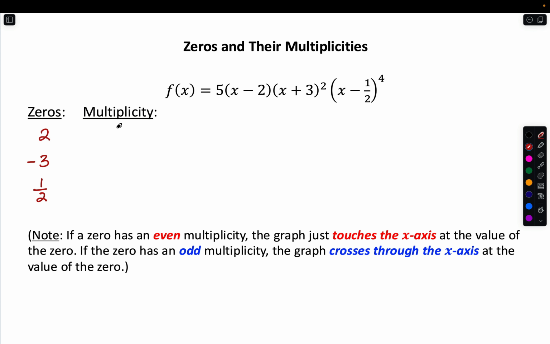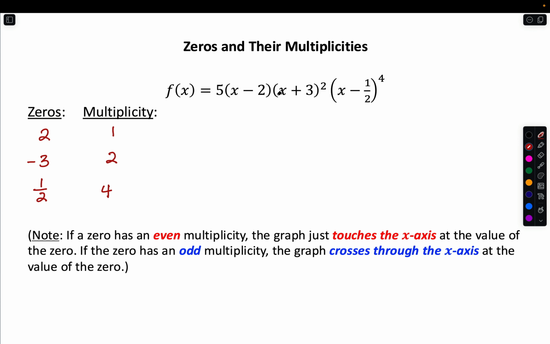Now, when we talk about multiplicity, it basically talks about how many times this factor or this 0 is represented in your polynomial. And the way that we can figure out multiplicity is based on the power of your factor. So since this x minus 2 really just has a power of 1, its multiplicity will be 1. This x plus 3 has a power of 2, so it will have a multiplicity of 2. And then this x minus 1/2 has a power of 4, so it will have a multiplicity of 4.